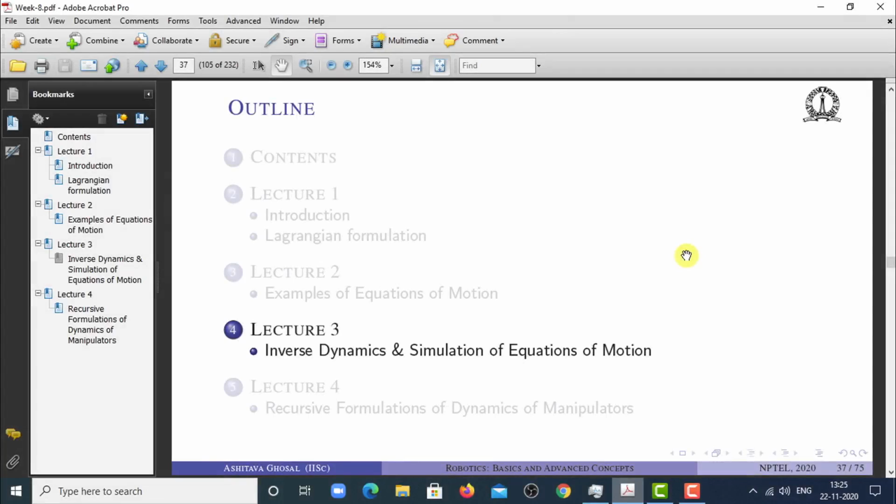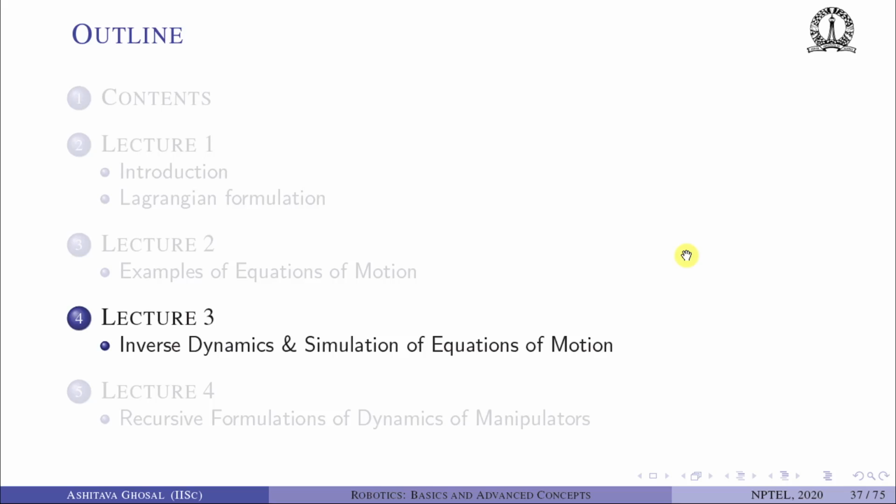In the last lecture, I had shown you examples of equations of motion of a planar 2 degree of freedom robot and a planar 4-bar mechanism derived using the Lagrangian formulation. In this lecture, we'll look at what to do with these equations of motion. Specifically, we'll look at two problems in dynamics. One is called inverse dynamics and one is called direct dynamics. And the direct dynamics problem involves simulations of equations of motion.